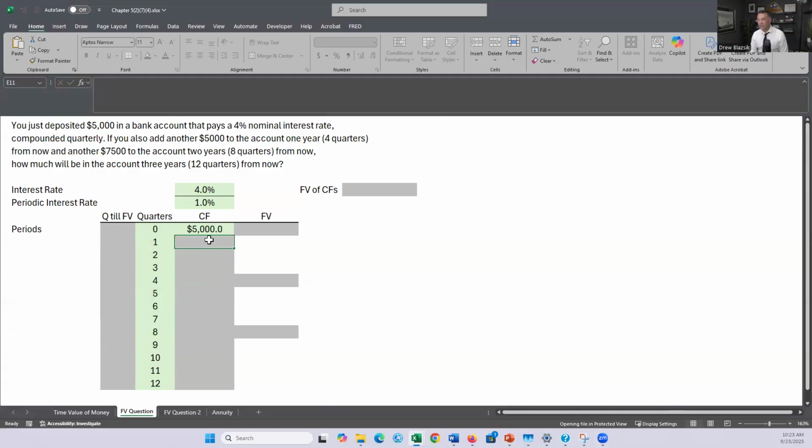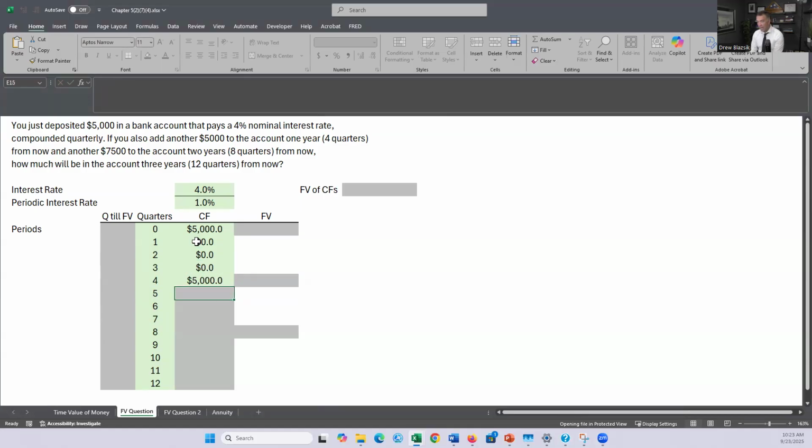We're going to add another 5,000. So we added it today at time 0 and then at quarter 4. Right? 4 quarters from now. That's another 5,000. That means we added 0 in these quarters. And the reason why I had to show it, we're adding 5,000 every year, it looks like. But the reason why I had to put those zeros there is because it's compounded quarterly. So we want to separate it.